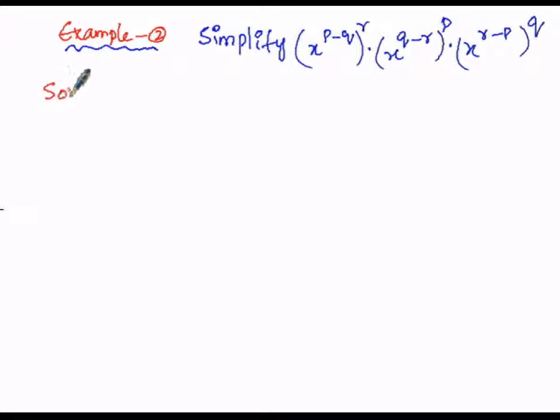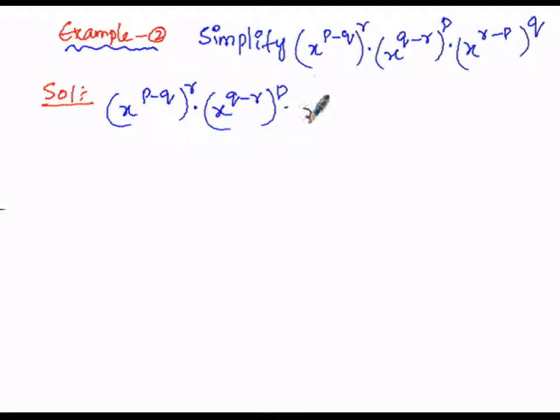Now the solution starts. So in our solution, first of all, the condition which is given for us is x to the power of p minus q whole to the power of r into x to the power of q minus r whole to the power of p into x to the power of r minus p whole to the power of q. This condition is given, then we have to utilize the various laws in order to simplify this condition.